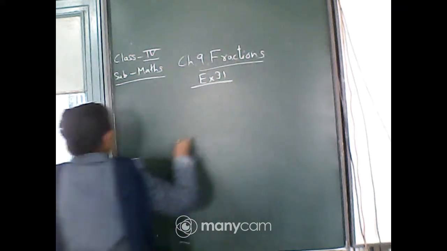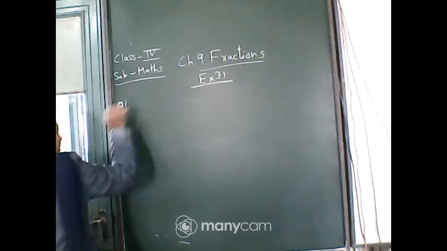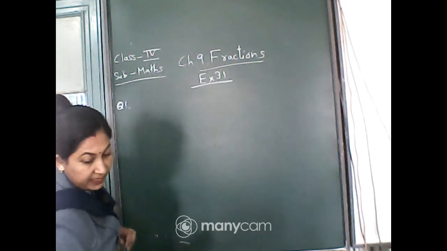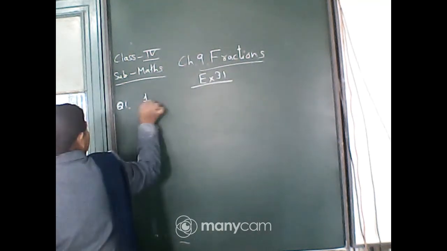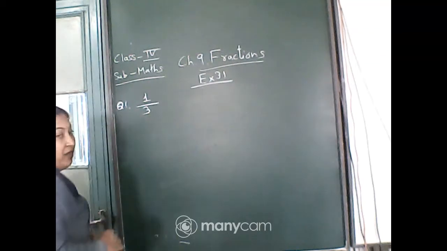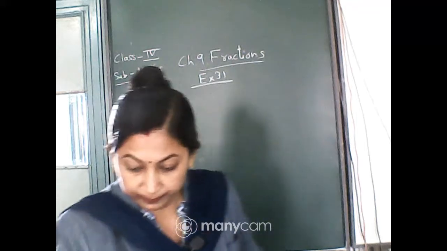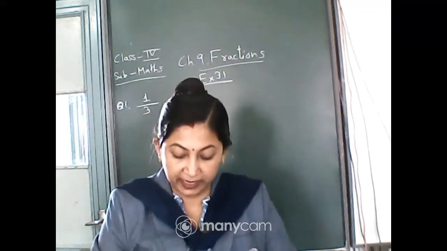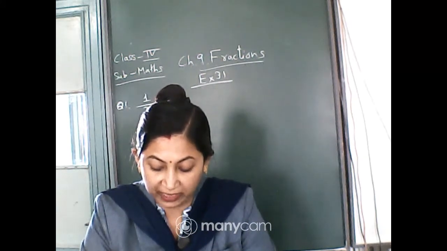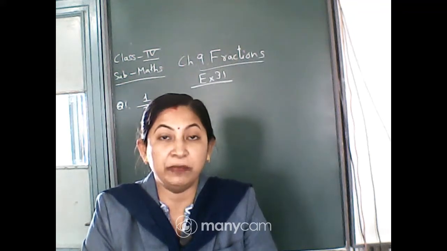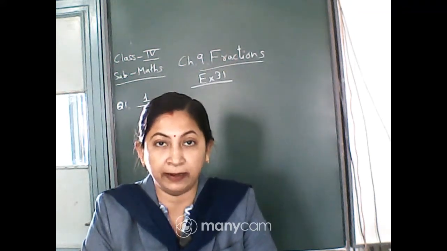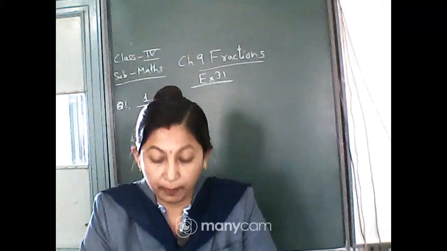Very carefully you see this. Question number 1 is given, 1 by 3. Very carefully you see how you will represent 1 by 3. It is said: represent each of the following fractions on the number line. You have to represent these fractions on the number line. It is given 1 by 3.